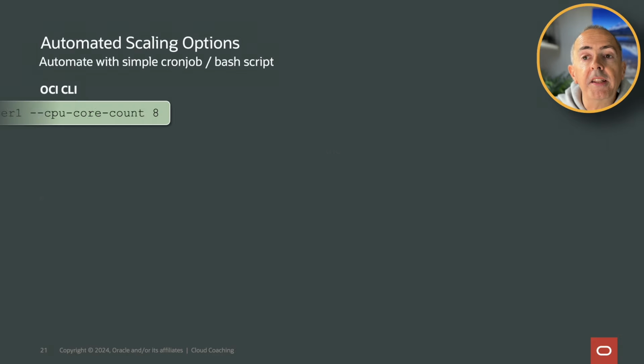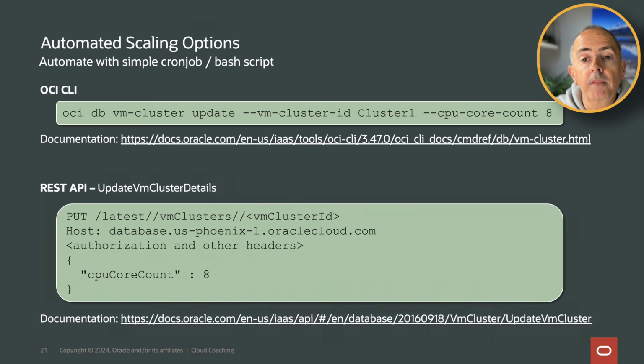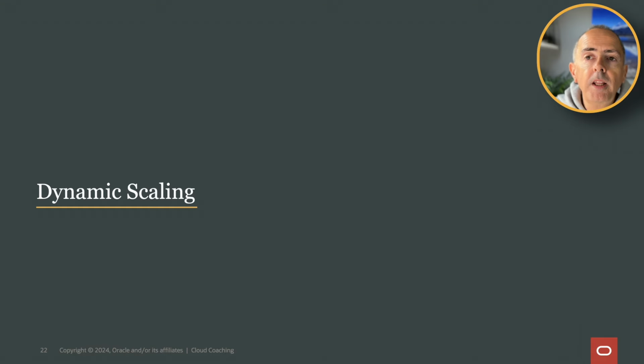So this is just taking the manual scaling commands and putting them into a cron job or a bash script. So you can either use the OCI CLI, and here we do a VM cluster update. We're setting the core count to 8 OCPUs, and there's also the link to the documentation there. Alternatively, you can use a REST API call to do exactly the same thing. And as before, we're going to set the CPU count to 8 for each of the VMs, and you can put these commands in a cron job or bash script. So let's move on to dynamic scaling.